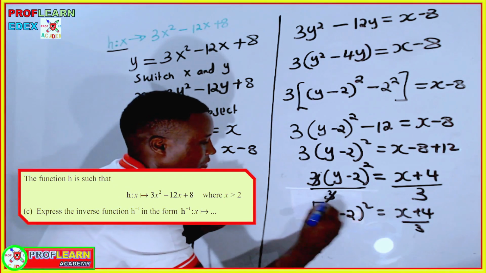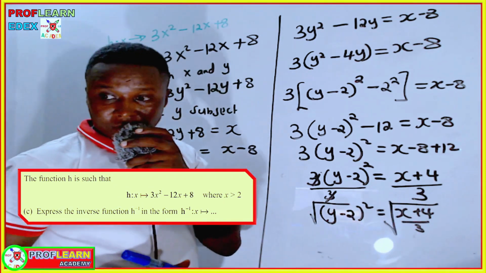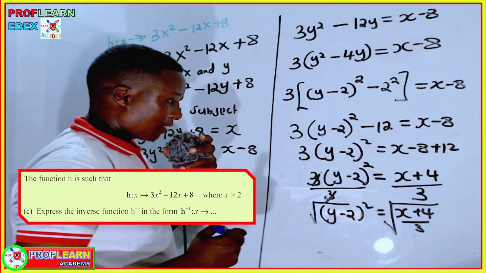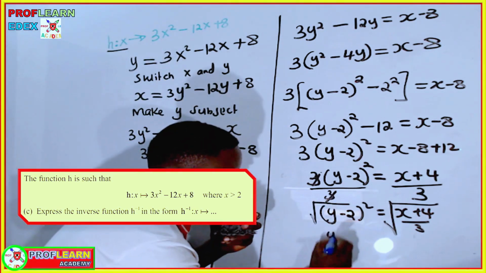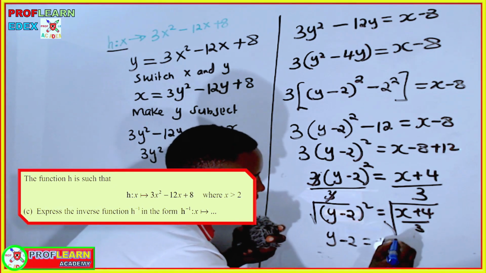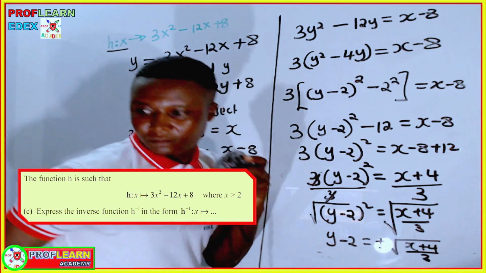We can now find the square root of both sides. And when you find the square root of a number, remember it becomes what? It becomes plus or minus. So we shall have y minus 2 equals plus or minus the root of x plus 4 over 3.